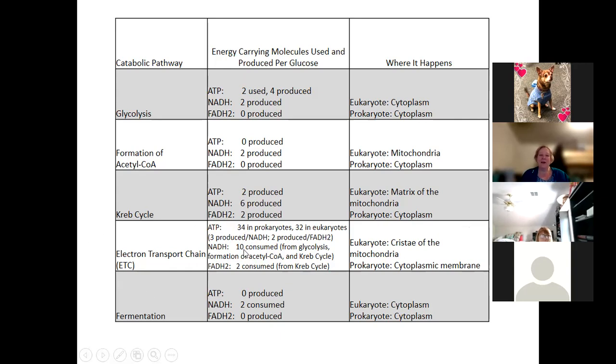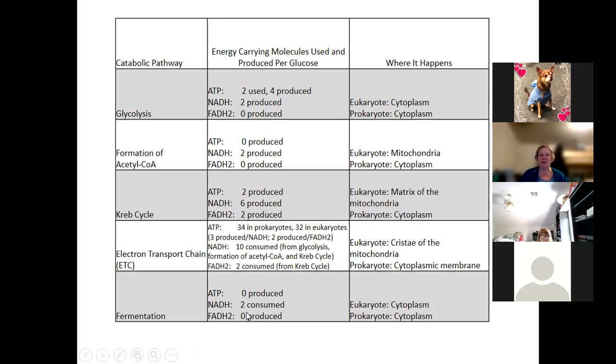Here for the electron transport chain in prokaryotes, we get 34 ATP. We get 32 in eukaryotes. Then I have the math here. You get 3 per NADH, 2 per FADH2. NADH, we get 10 consumed from glycolysis, acetyl-CoA formation, and the Krebs cycle. FADH2, 2 consumed. They donated their hydrogens. This happens in the cristae, the folds of the inner membrane of the mitochondria. In prokaryotes, that happens in the cytoplasmic membrane.